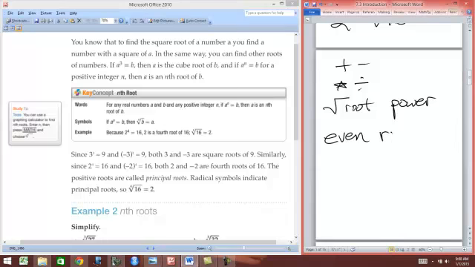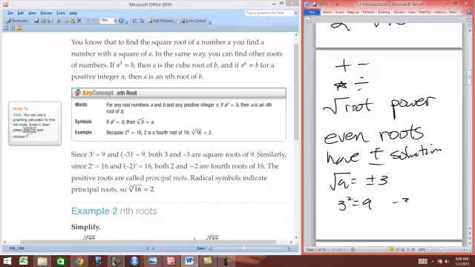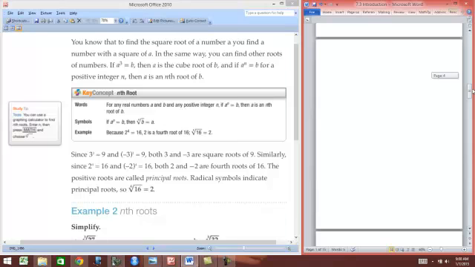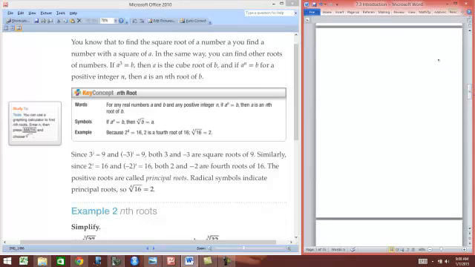Okay. Now, even roots have plus and minus solutions, right? So in other words, the square root of 9 equals plus minus 3. Why? Because 3 squared equals 9 and negative 3 squared equals 9. Okay, but the positive root for an even root, the positive solution for an even root is the principal root. Okay?